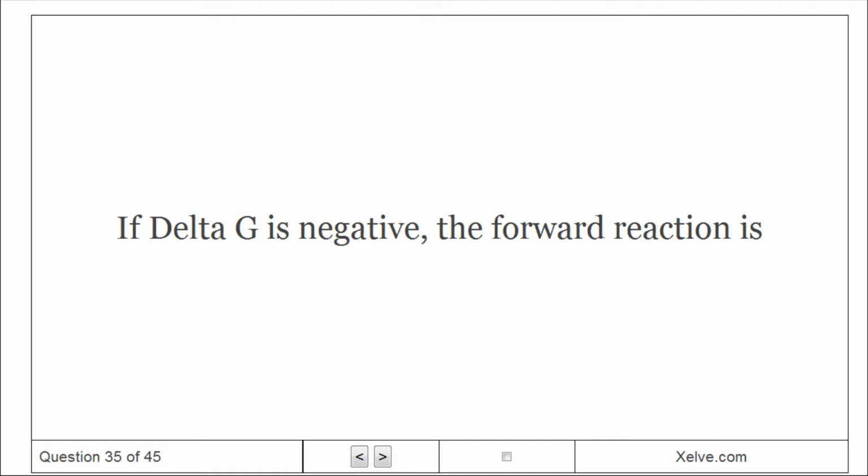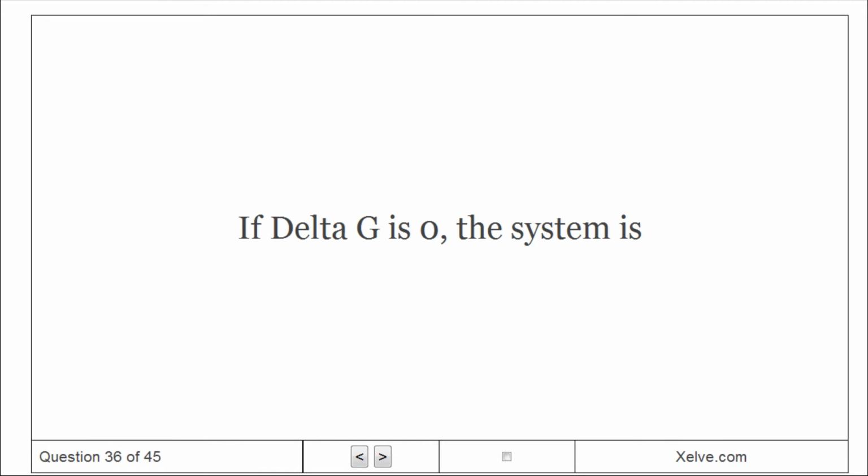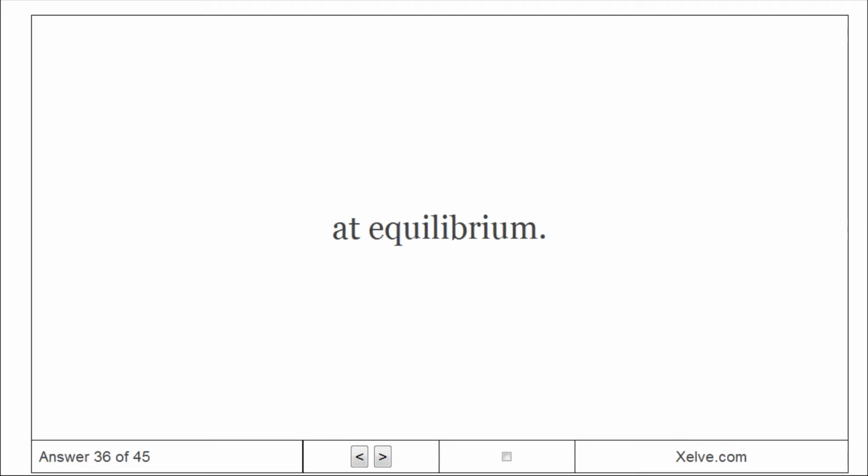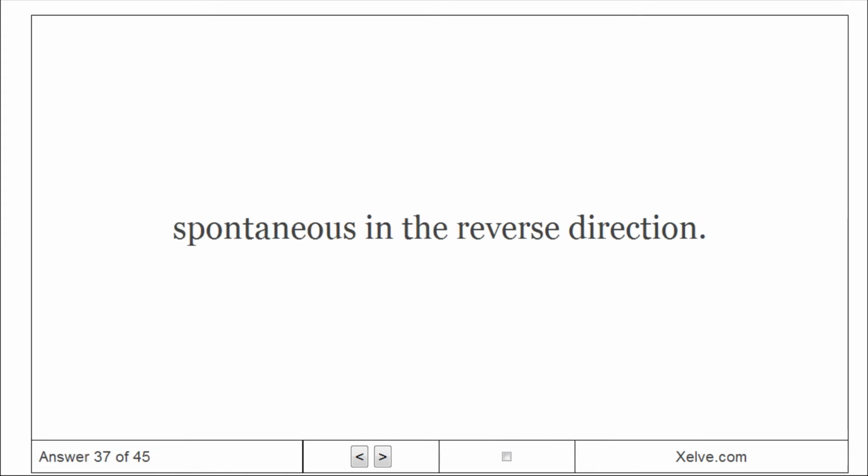If delta G is negative, the forward reaction is spontaneous. If delta G is zero, the system is at equilibrium. If delta G is positive, the reaction is spontaneous in the reverse direction.